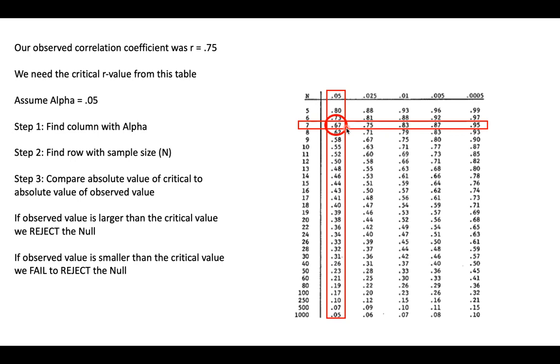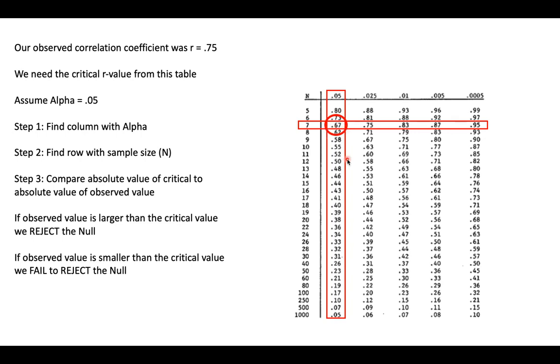That's our hurdle. If our calculated correlation coefficient is greater than this benchmark, then we reject the null and we conclude that the variables are related to one another. If our correlation coefficient is less than this, then we conclude that our variables are not related and we fail to reject the null.